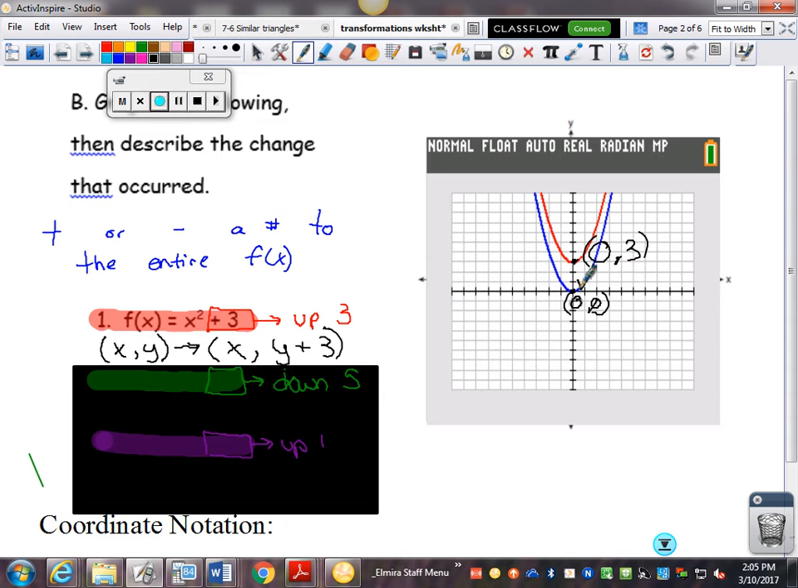So the x coordinate did not change, but the y coordinate went up by 3. So that's what coordinate notation means. You're starting off with x, y. Every time you do this, you'll start with x, y, and that represents the original function, then the arrow, moving to. When I did the translation vertically, the x value stayed the same, but the y value went up by 3.